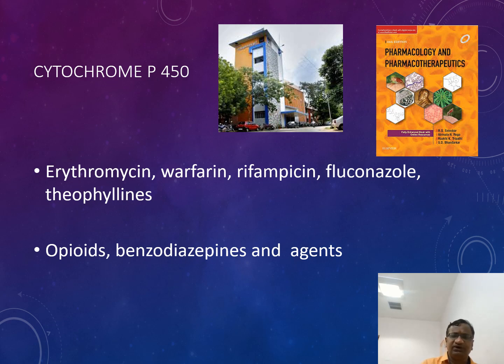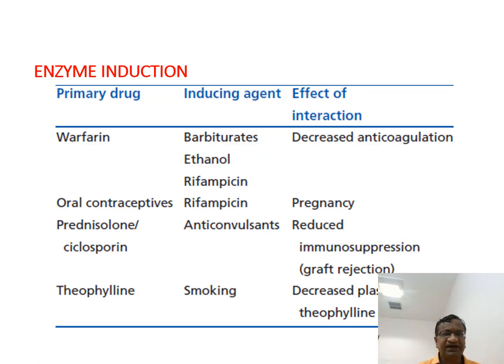I always used to wonder about the cytochrome P450 when I was an undergraduate in Tanjore Medical College. I think if you remove this one word from the Chatoskar book of pharmacotherapy, it will become like this. So much of cytochrome P450: erythromycin, warfarin, theophylline, all these drugs have cytochrome P450 drug interactions, especially with opioids, benzodiazepines, and agents. See here, warfarin and barbiturates, oral contraceptive, rifampicin, prednisolone, and anticonvulsants.